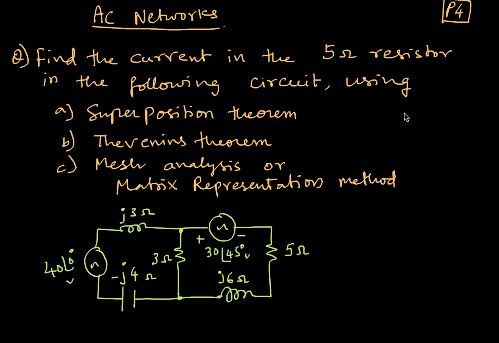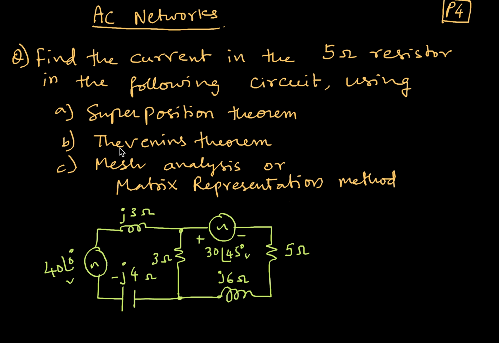So let's get started. This is AC networks. We have a question on the screen, so let's try to solve this question and then we'll take it from there. First: find the current in the 5 ohm resistance in the following circuit. You look at the circuit here. We have a 5 ohm resistance, and I am supposed to find out how much is the current in this circuit. So there are different methods.